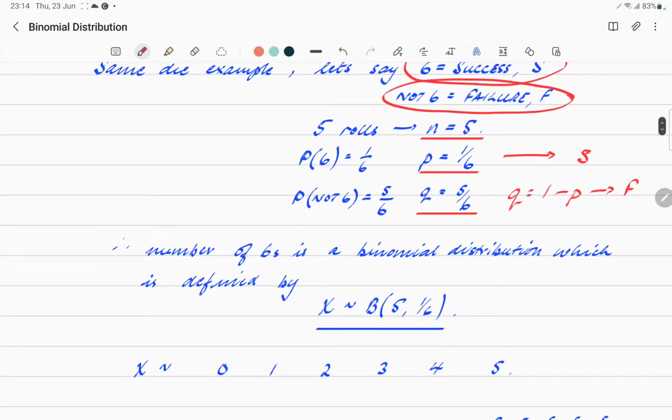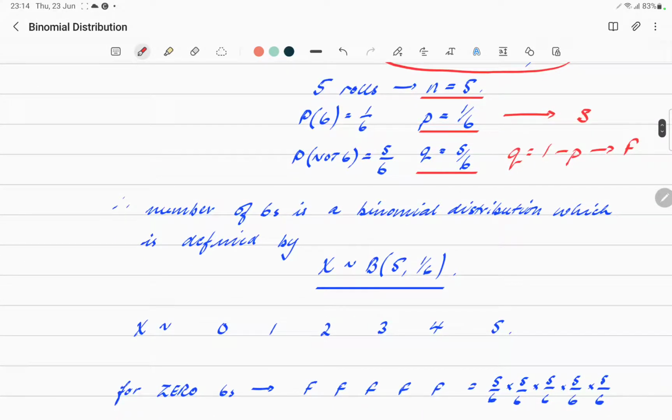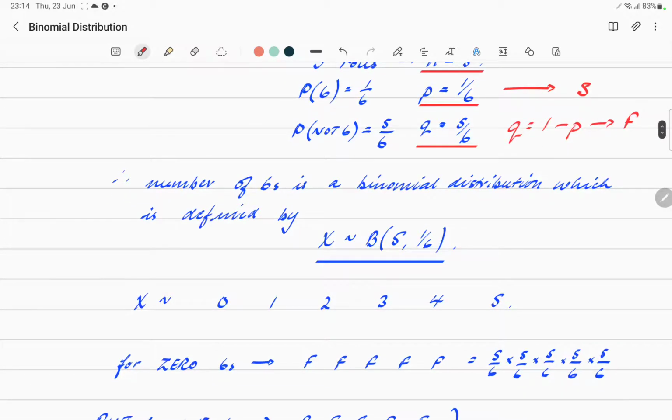Armed with all that information, let's work out how to actually use it now. That's the most important thing you need for your exams, tests and questions. So the number of sixes is a binomial distribution, defined by the parameters we've just talked about. X is the number of sixes, and the binomial distribution has 5 events and the probability of success is 1/6.